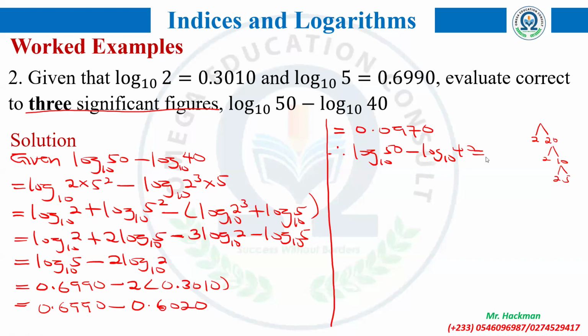So now I was waiting for the approximation. We said 3 significant figures. So this is the first significant, the second. Will this be significant? Let me write the answer if you don't mind. So that will give me 0.0970. Let me clear it and write it well.